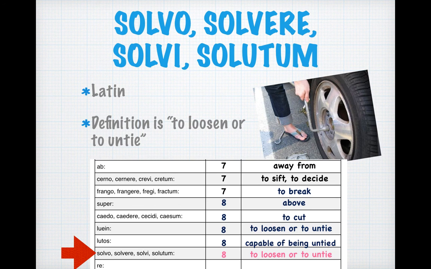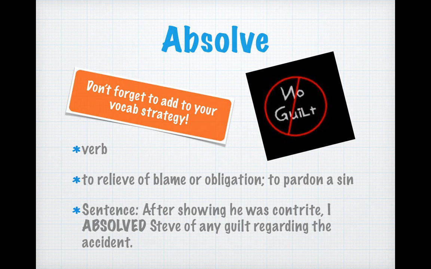The first word that uses this root is absolve. Absolve is a verb, and it means to relieve of blame or obligation, to pardon a sin, similar to another word that we've learned already as a part of this program. The sentence says, after showing he was contrite, I absolved Steve of any guilt regarding the accident.